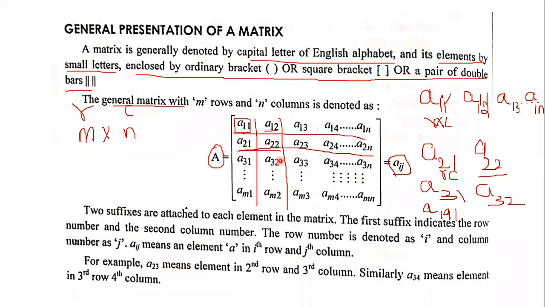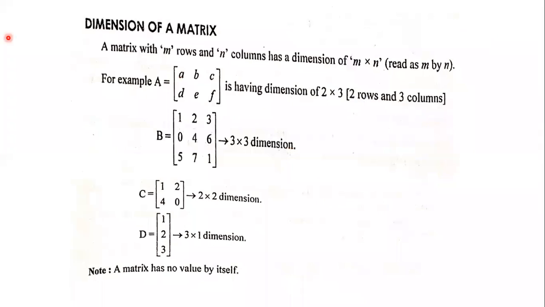Okay. Next is dimension of a matrix. Dimension of matrix is how many rows and how many columns are there in a matrix. Now here if you see, a matrix with m rows and n columns has a dimension of m into n, read as m by n. So let's take this example. If you see this capital A matrix where you have A, B, C and D, E, F.